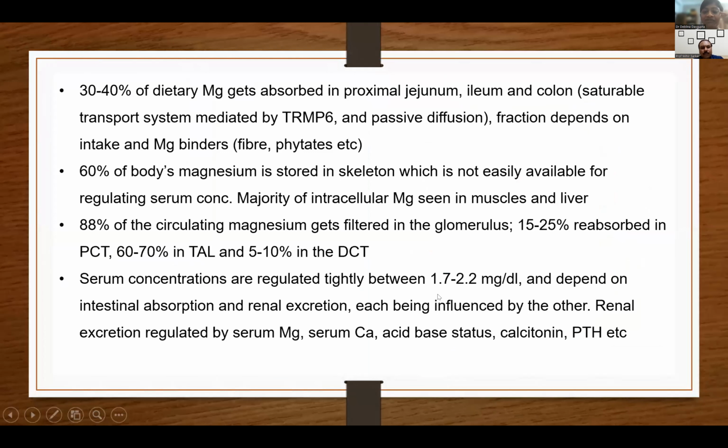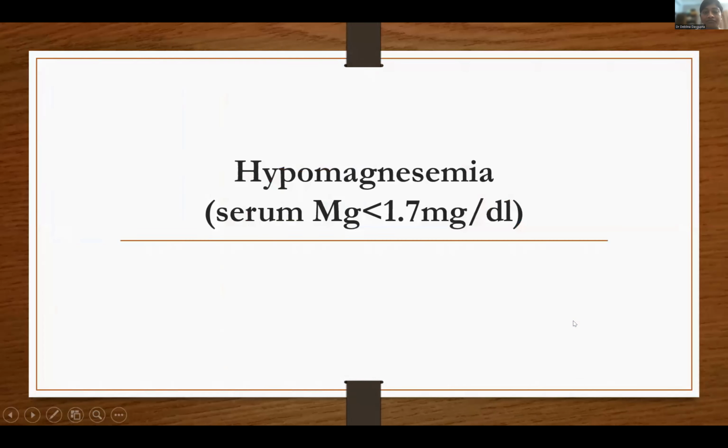So the magnesium level gets tightly regulated between 1.7 and 2.2 mg per dl. And as I told earlier, it will depend upon the intestinal absorption and renal excretion. Each will depend upon each other. That is, the more increased absorption occurs, renal excretion will increase. And that again gets regulated by a whole lot of factors like serum magnesium, serum calcium, acid-base status, calcitonin, PTH, etc. So we call it hypomagnesemia when the serum magnesium is less than 1.7 mg per dl.